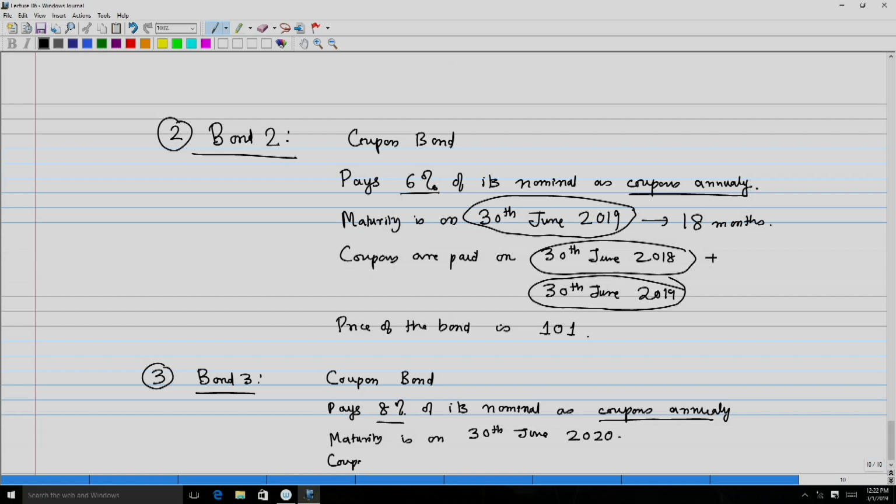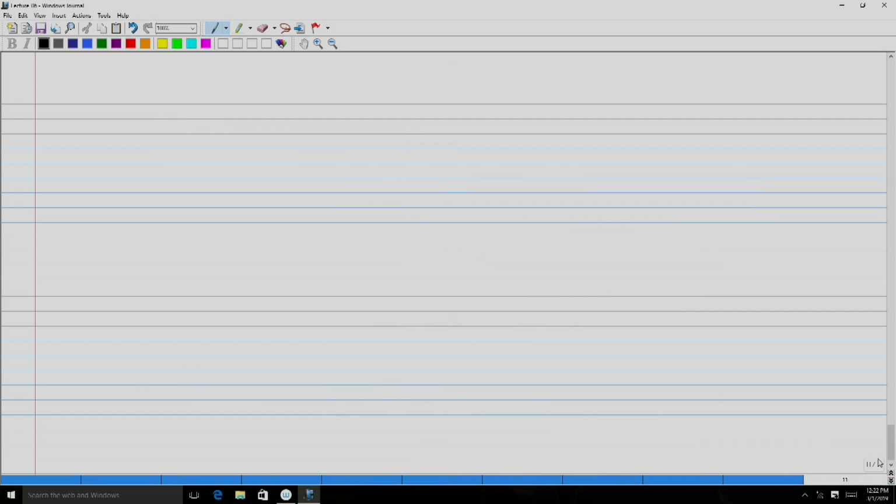So, if it is an annual coupon bond, this means that the coupons are paid on 30th June 2018, 30th June 2019 and 30th June 2020, and the price of the bond is 105.